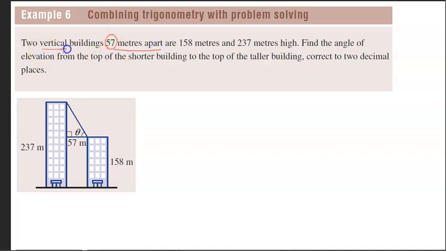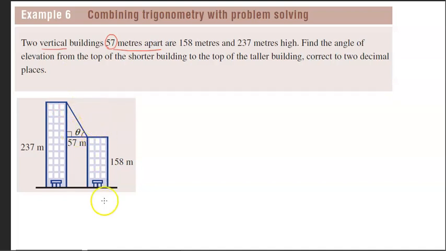Obviously vertical, they're tall buildings, not laying down on the ground. They're not lazy buildings. They're doing their job. They are 158 meters and 237 meters high. So we know that one is going to be higher than the other, as you can see in the diagram. We're going to find the angle of elevation from the top of the shorter building, which is here, to the top of the taller building, which is here, correct to 2 decimal places.